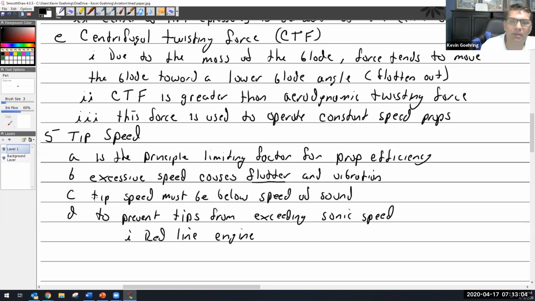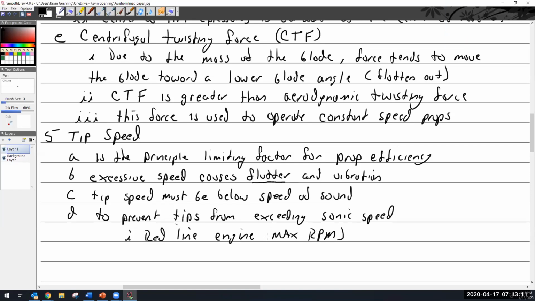But when I say I'll put here red line engine, that's max RPM, of course. Is that per manufacturer? Absolutely. It's on the type certificate data sheet, note number 3. And it's got to be placarded. Let's see, so what else can we do?